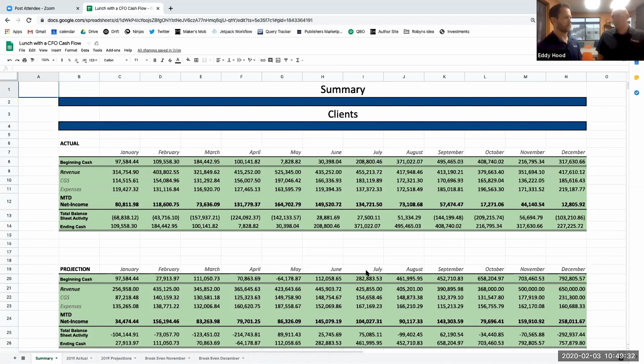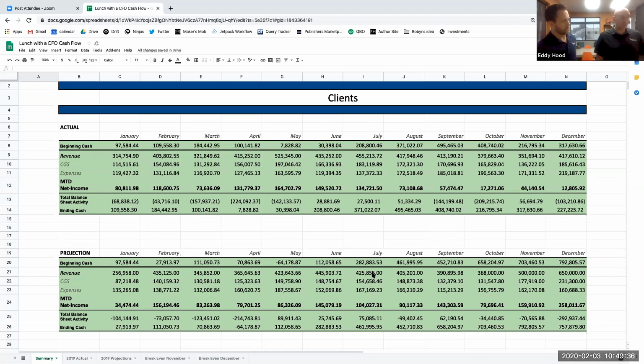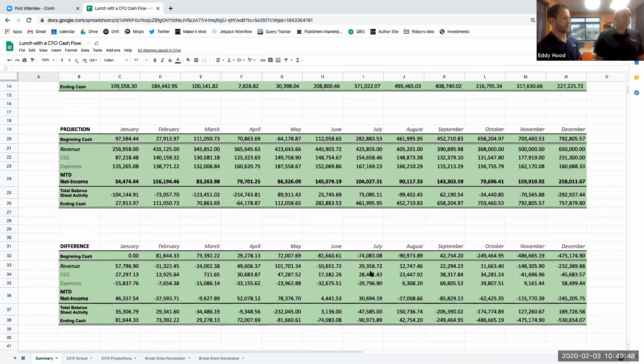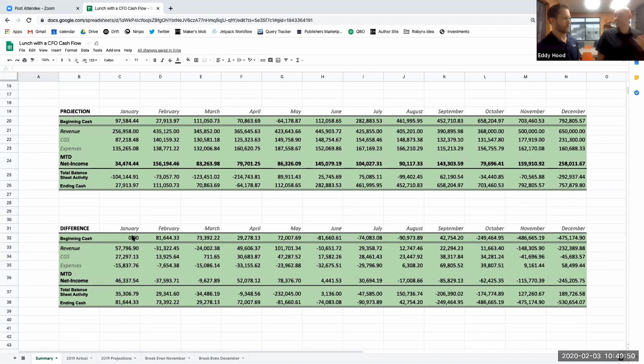Let's understand those from an actual standpoint. Then below I come in and I've just formulated the same key numbers from the projection and said, okay, let's understand what we projected versus the actuals every month in those key categories. And then I come down to the difference. You notice the difference in January and beginning cash is 0 because I started with the same number in cash.